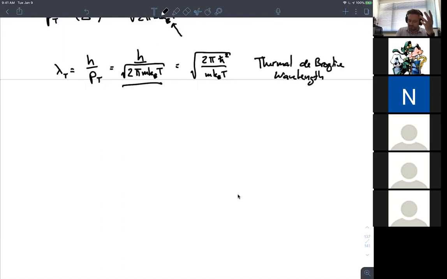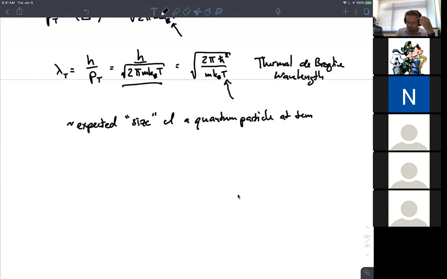And what it says is you specify for me what the temperature is. And again, on average at that temperature, particles will have a wavelength that looks like this. So this is something like the expected size, which I will put in quotation marks, of a quantum particle at temperature T.